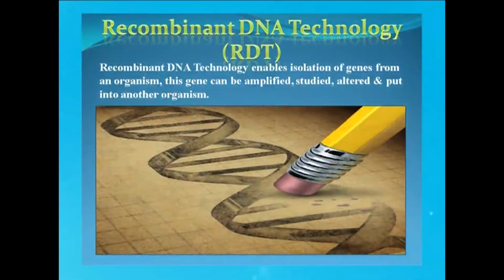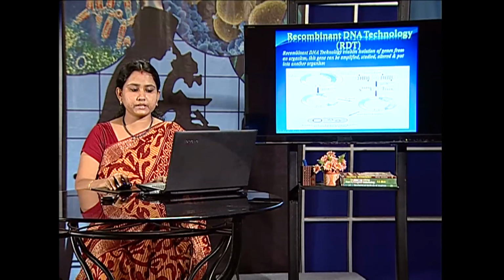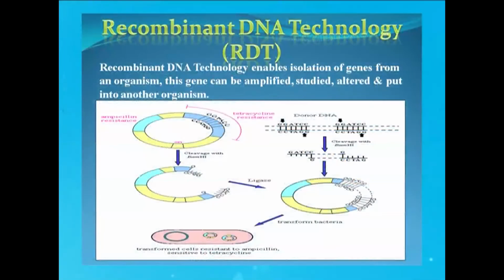Next, recombinant DNA technology. It's a process which enables isolation of genes from an organism. It also enables the amplification, study, alteration, and insertion of the DNA into an organism. This is a very simple picture which depicts that some parts of the DNA can be erased and redrawn according to the interest. This is a picture which shows how rDT occurs.